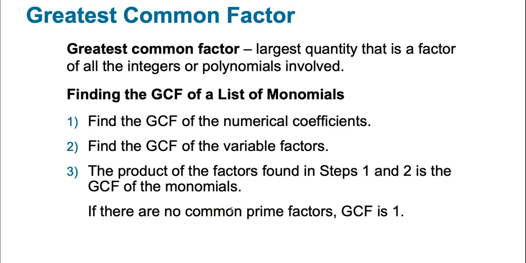We've already looked at an example finding the GCF of a pair of numbers. We've already looked at an example finding the GCF of just the variables. So how do you find the GCF when you have them both together? Well, you find the GCF of the numbers, find the GCF of the variable part, and then multiply those two together to get the GCF for the entire term.